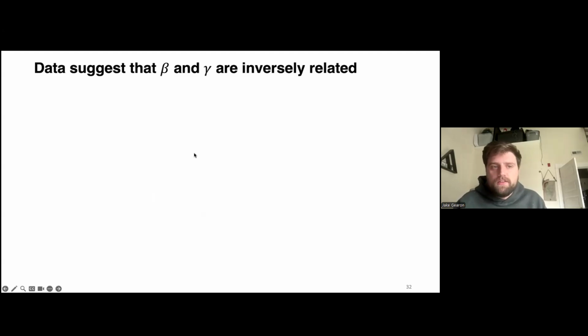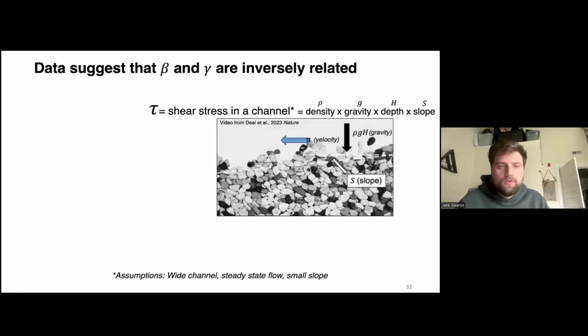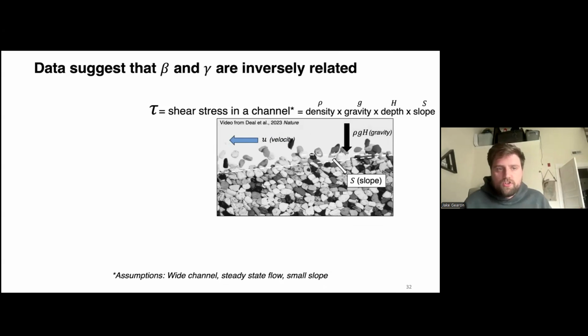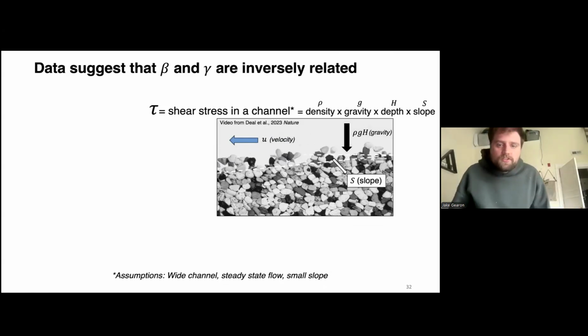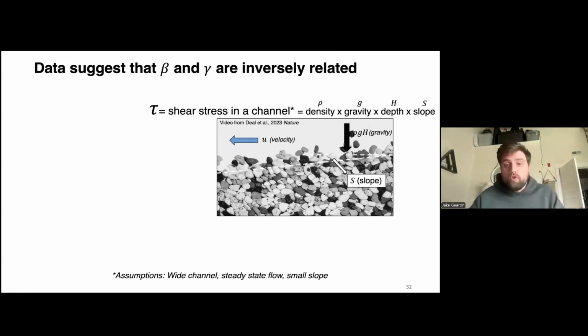And I think I can break that down simply through shear stress, right? Of course, just a quick reminder, shear stress, taking some assumptions, can be approximated with 4 terms: density, gravity, the depth of the flow, and the slope of the flow. I'm going to skip through a little bit of this since shear stress is something many of us probably understand well. But this is what causes erosion to occur.